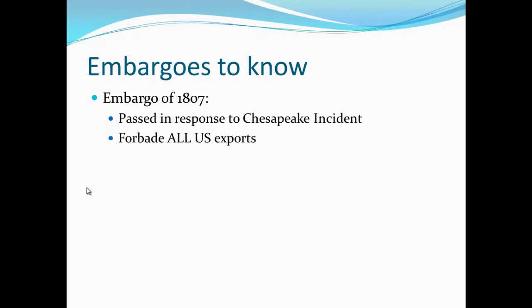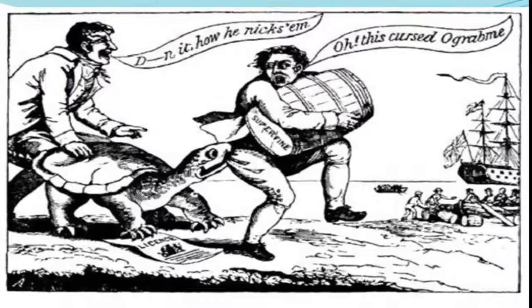And this is very interesting because Jefferson, who believed that agrarians or farmers should be the backbone of the country, inadvertently helps start the Industrial Revolution in America, because now America needs to make a lot of its own supplies. This is a very famous political cartoon. If you look at embargo backwards, it is spelled "ograbme." So this guy is saying, "Dang it, how it nicks 'em! Oh, this cursed ograbme."